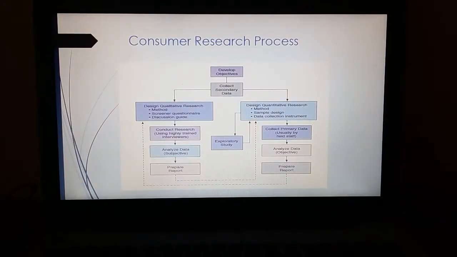So here's the basic consumer research process. Again, you've seen this before. You saw it in marketing one. We're going to go through developing objectives. What is the objective of your research, and what's the purpose of your research, and then coming up with data. We're going to talk about all those different types of data and different ways you can get information. So again, we'll just jump right in here.